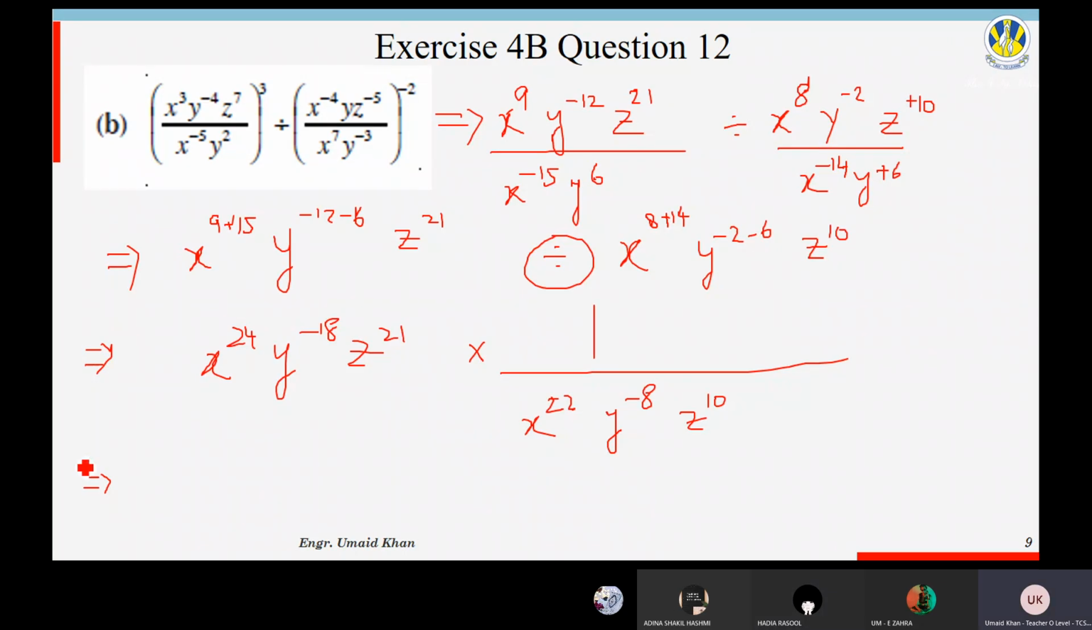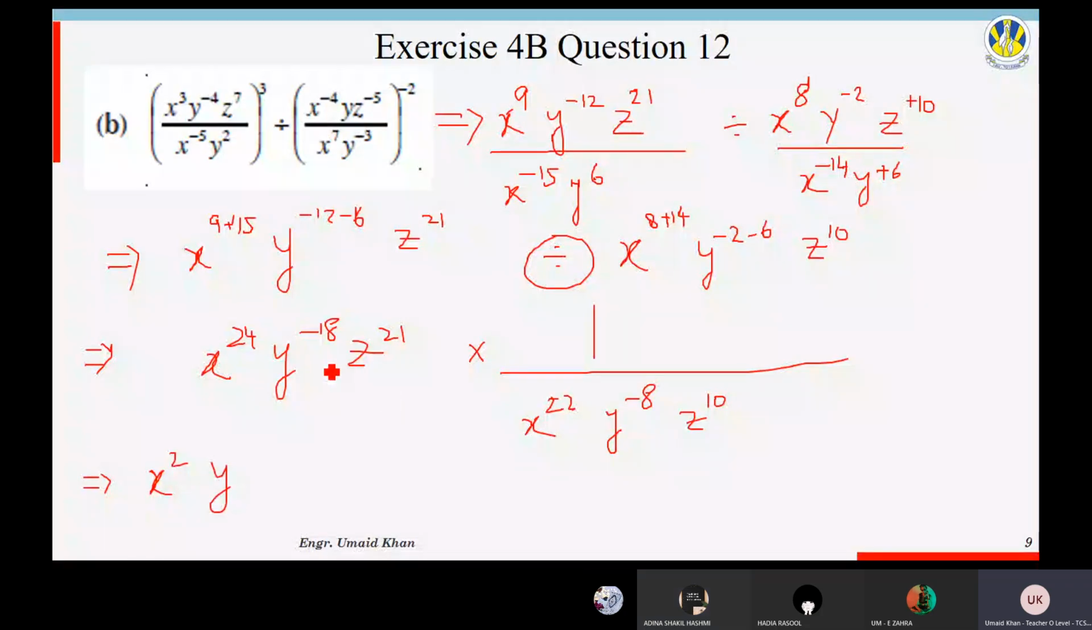What will be the next step? Now x^24 is in the numerator, x^22 is in the denominator. So the power of x will be subtracted. It will be 2. Yes, 24 minus 22 is 2, very good.